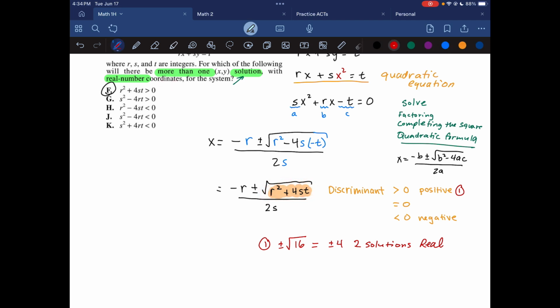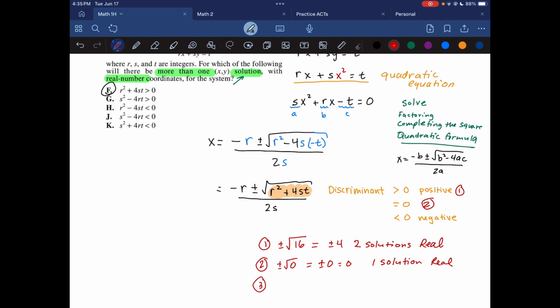In case you're wondering what would happen in these other two cases, what if you had plus or minus the square root of 0? Okay, well, the square root of 0 is just 0. So this would be plus or minus 0, but that doesn't really mean anything. The answer is still just 0. That's one solution, but it is still a real solution. But it's not more than one, which is what the question wanted.